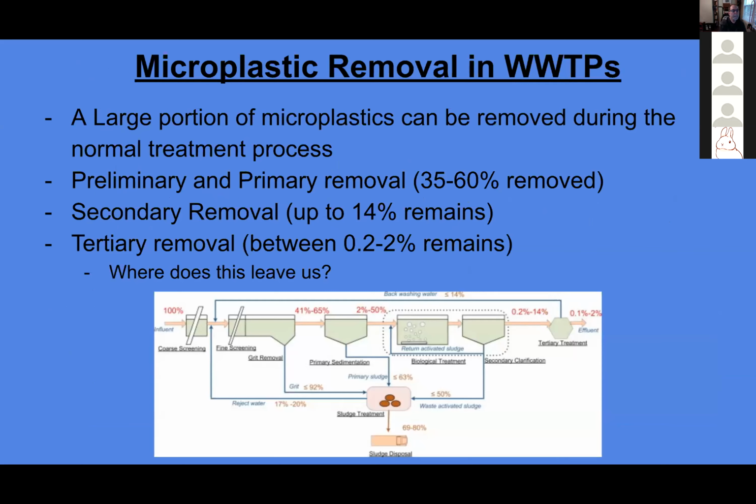So a large portion of the larger pieces can be removed fairly easily. Those pieces that are 4 millimeters, 5 millimeters, those are still fairly large, so you can remove those in preliminary treatments. You get skimming on the top, those less dense pieces float up to the top, and you can skim that off with grease and oil and other things like that. And the larger pieces are removed, which isn't necessarily the biggest problem that you see.